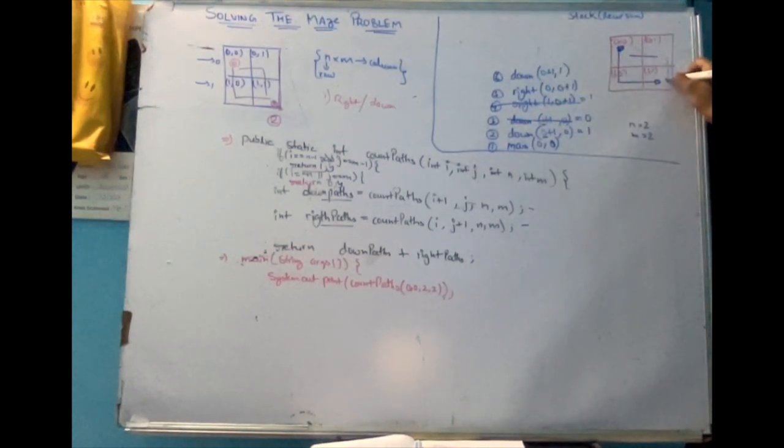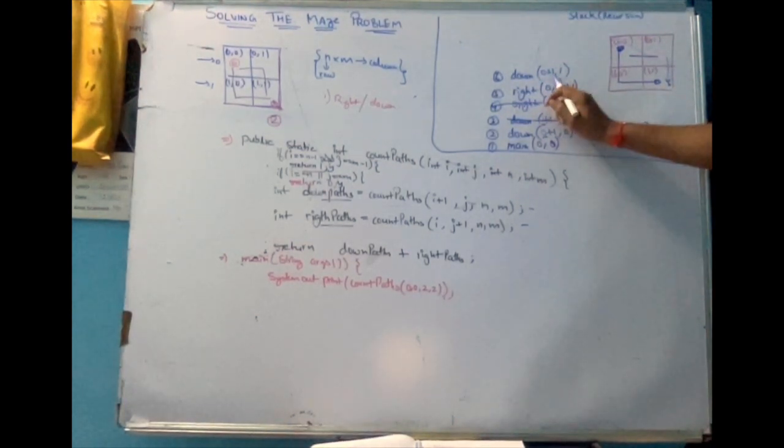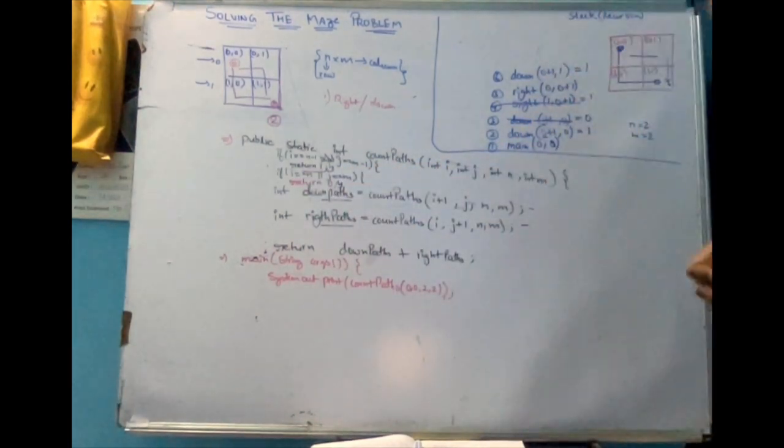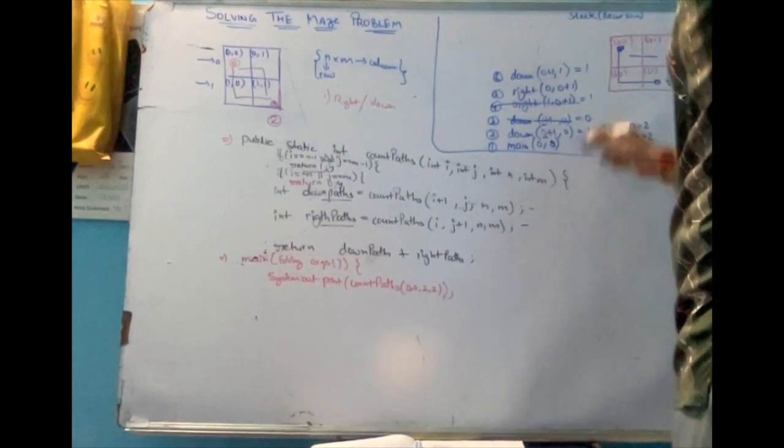So now if you see, it has reached the base case. If 1, 1, it will come down, and it has reached the destination. So it has reached the base case, which is 1, 1. So this will be true, and then 1 will be returned. This will return 1.